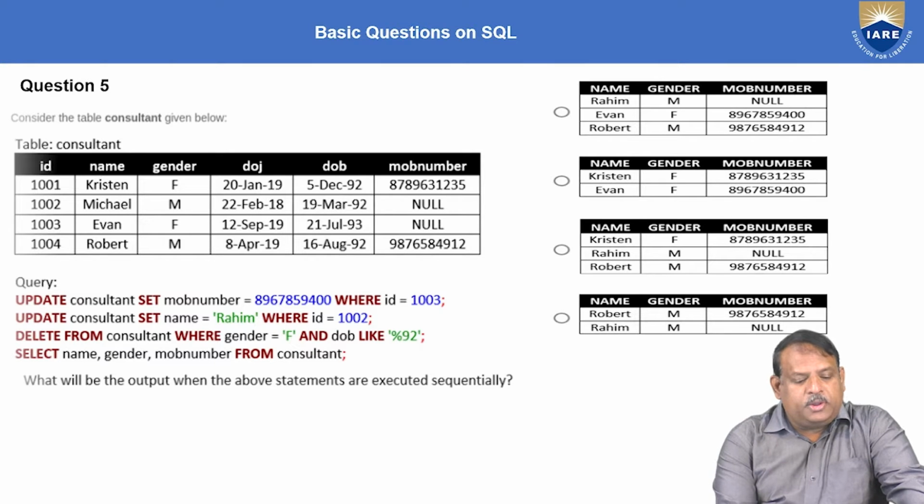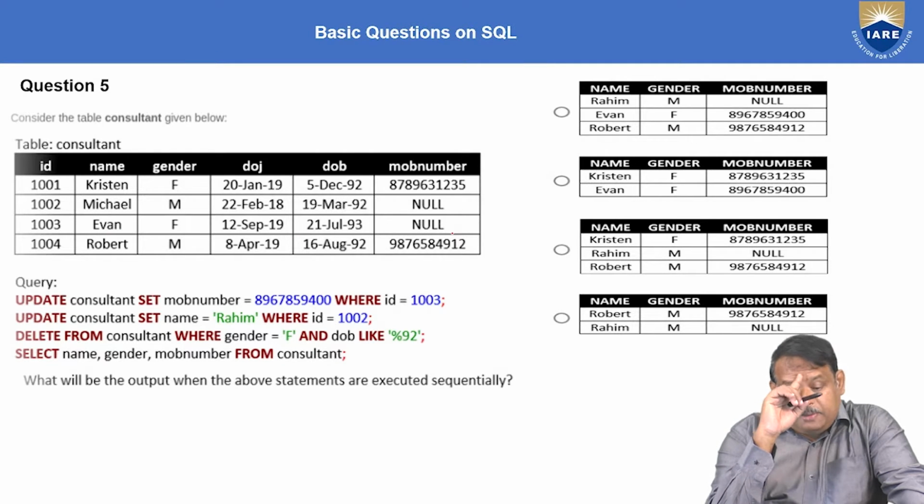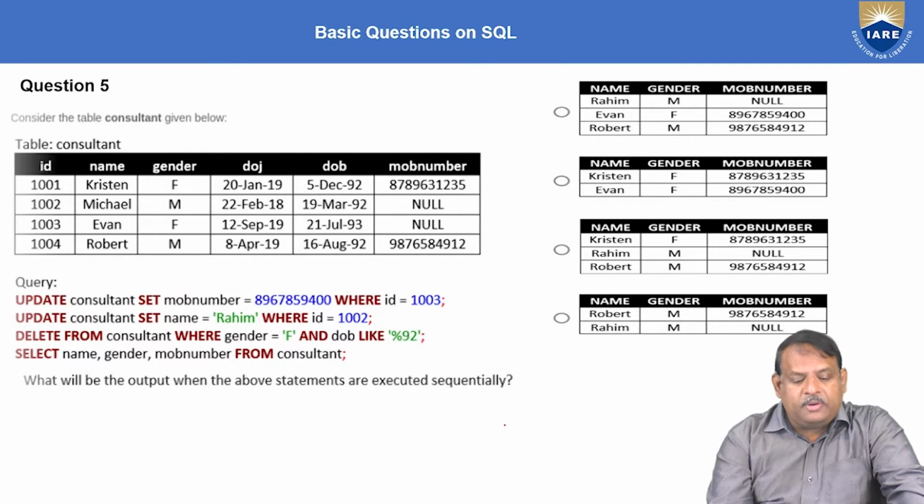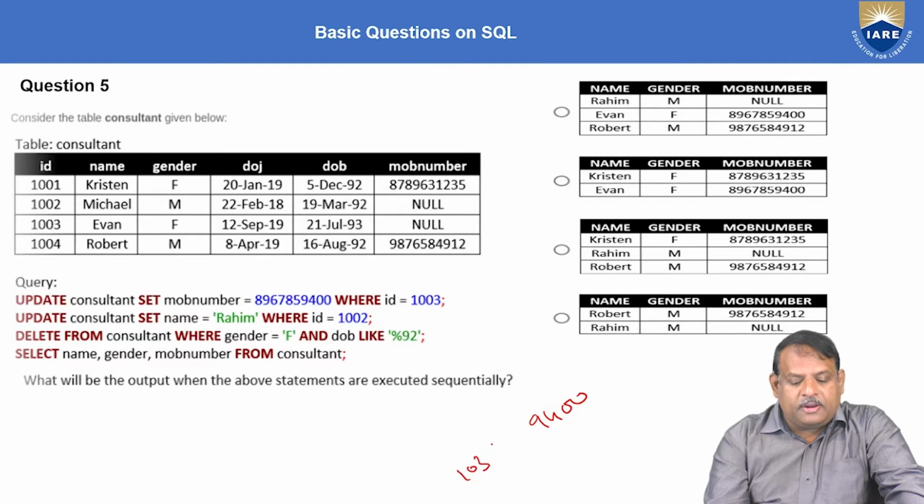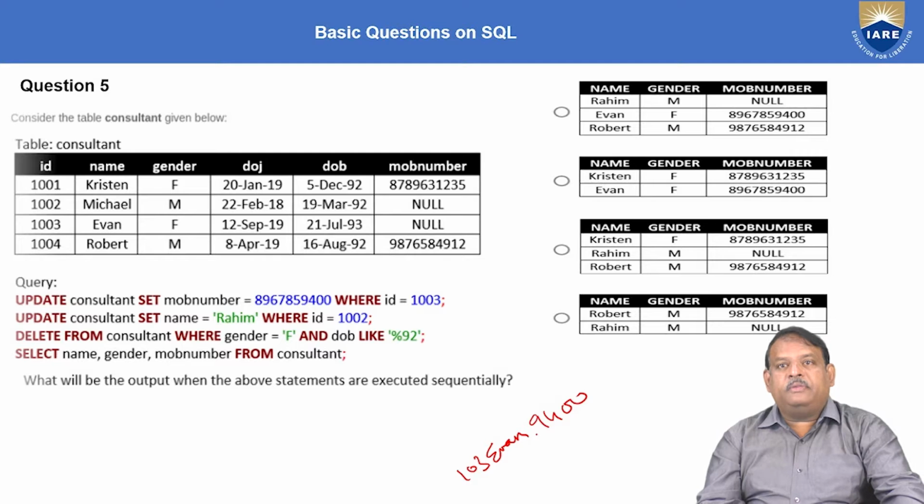What is the first statement doing? Update consultant, where consultant is a table name. So it is updating the consultant table, set mobile number equal to some mobile number where ID is equal to 103. What is 103? 103 is the consultant ID of the name Ivan. Ivan currently has null. This will be updated with the new mobile number, so Ivan will have a mobile number ending with 9400. That is the first statement.